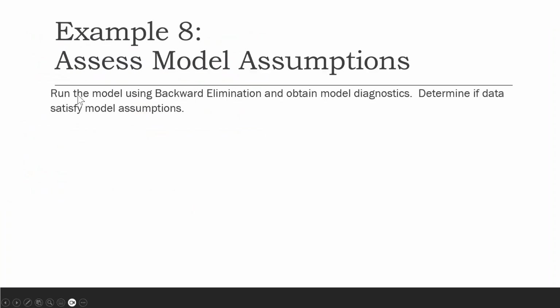All right, what we're going to do is run the model using backward elimination, and then we're going to obtain model diagnostics. So when we're assessing the model assumptions, the linearity, independence of errors, homoscedasticity, normality of residuals, and no multicollinearity, that's the same as running model diagnostics. Sometimes if you go online to help you study, you'll see people say, what are the model diagnostics for this regression model? It's the same thing as assessing those assumptions. So we're going to determine if the data satisfy our model assumptions. Let's go to JASP and see how we can do that.